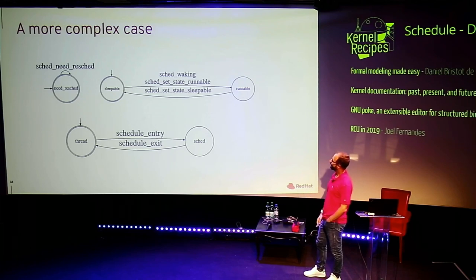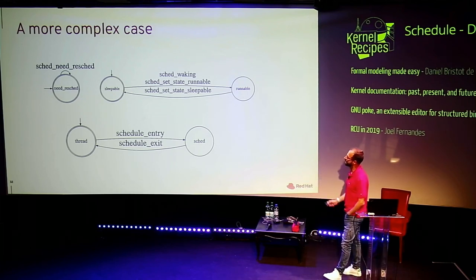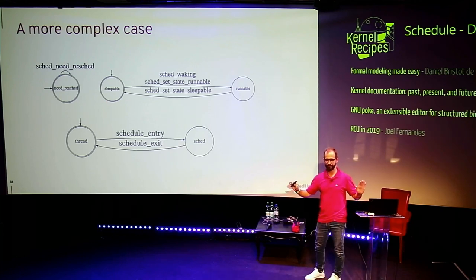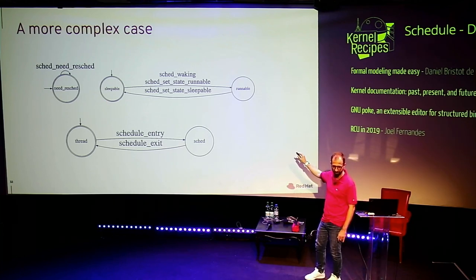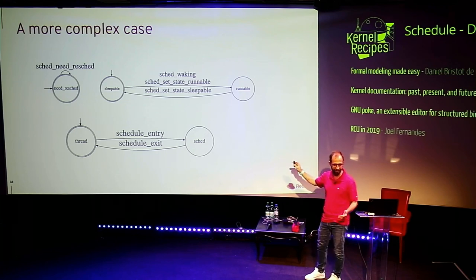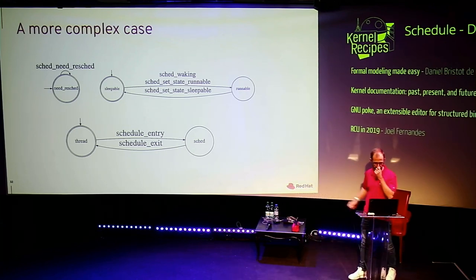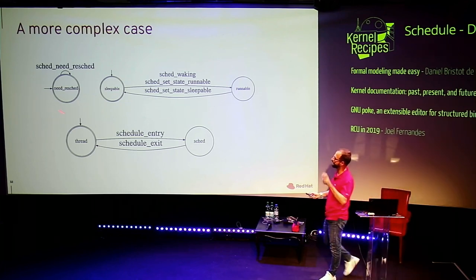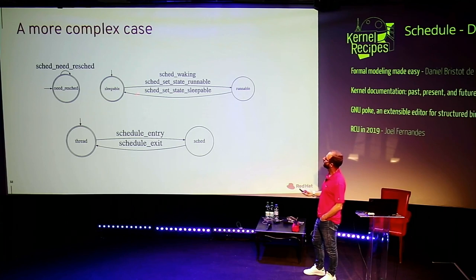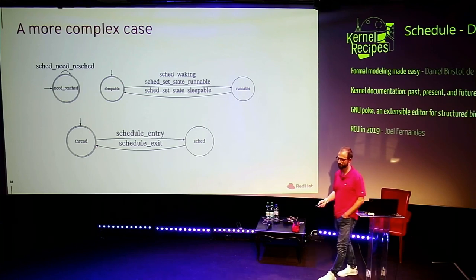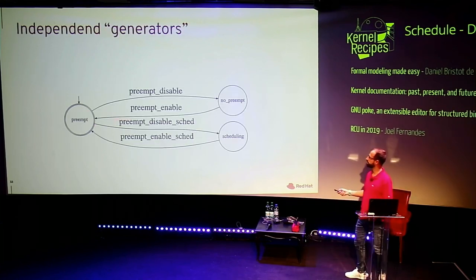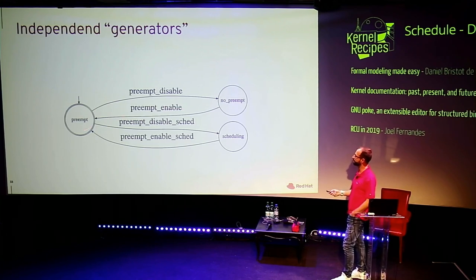Just returning there, my idea was to explain the PREEMPT_RT, but you guys don't need to understand it right now. I will put a reference for the papers. I'm just showing how hard it can be to model part of Linux behavior. So I could see independent systems like the set need resched. We can wake up a task that will be runnable, and then it can be sleepable again if we set that sleepable. I can start the scheduling and return from the scheduler.